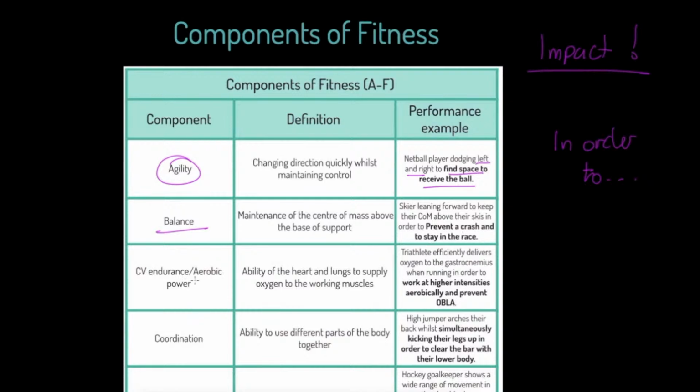CV endurance, or sometimes referred to as aerobic power. Look for that term. You might be asked that. Ability of the heart and lungs to supply oxygen to the working muscles. So in order to. Triathlete efficiently delivers oxygen to the gastrocnemius when running, in order to work at higher intensities aerobically and prevent OBLA. Wow, that is a wonderful answer. Work at higher intensities aerobically.